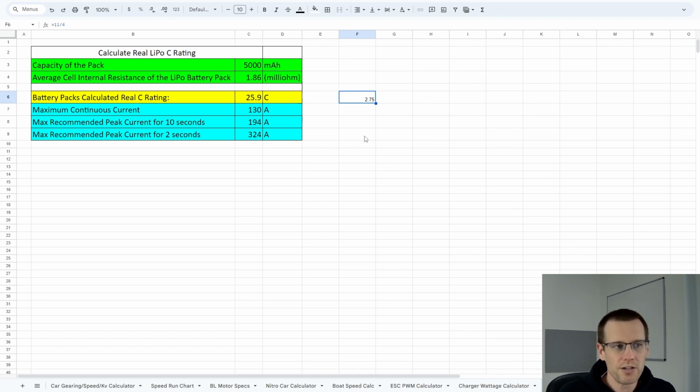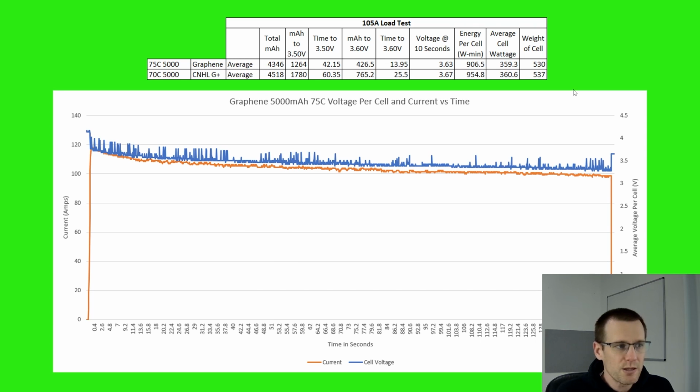So now let's jump into the actual performance that we got out of this battery pack when we load tested it. Here we are looking at the performance data of two battery packs, one of them being the Graphene right there on the top that we tested here today, and the second battery pack being a very comparable battery, especially for speedrun cars. I know a lot of you guys are using the CNHL, the G Plus series there, to make speedruns, and we're going to compare both of these packs against each other.